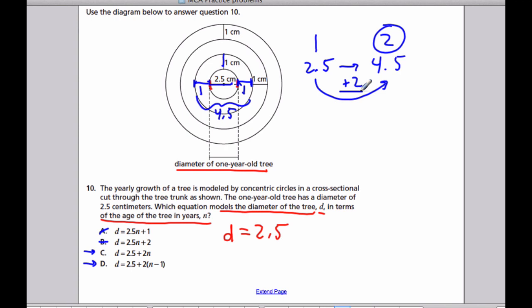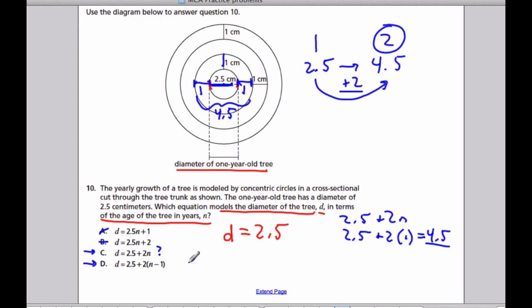So let's go ahead and try and figure this out. All right, plug in some numbers. 2.5 plus 2n. Let's see if that works. So after 1 year, it's 4.5. Except that after 1 year, it was only 2.5 centimeters. So I'm not sure that's going to work. Because again, after 1 year, it should be 2.5, and the equation, sorry, gives us 4.5. Let's try the next equation.